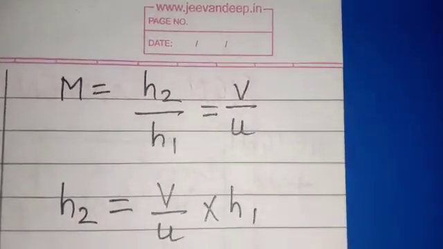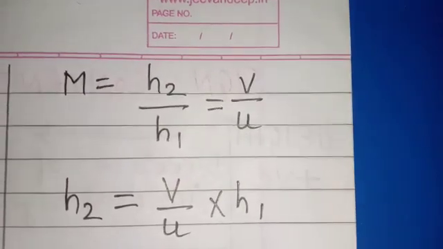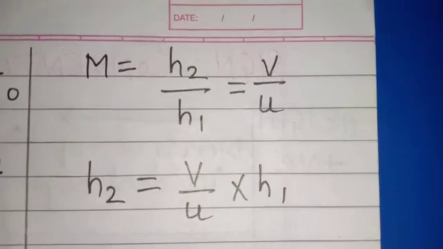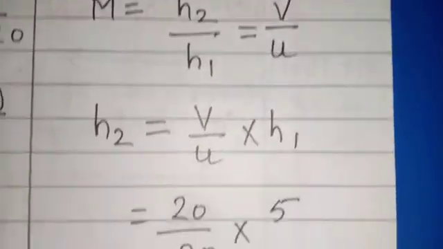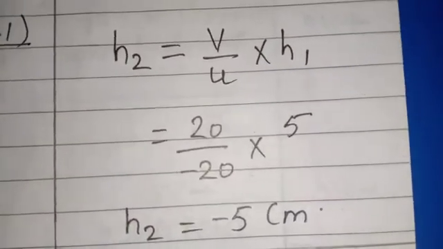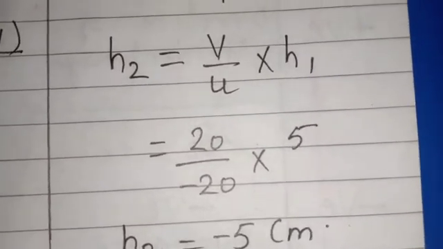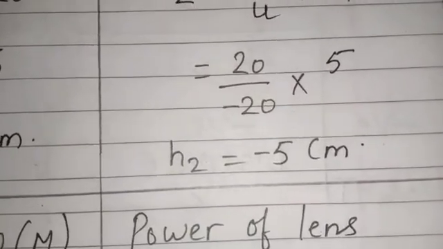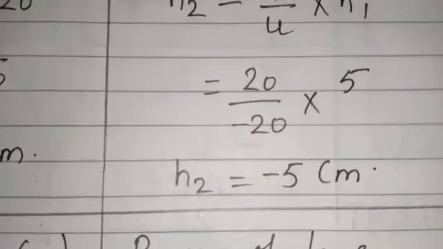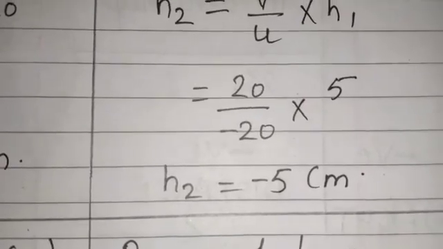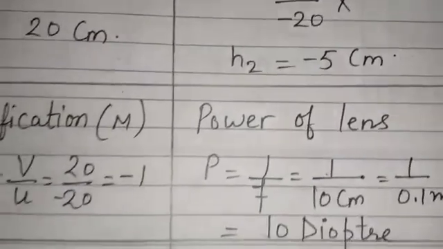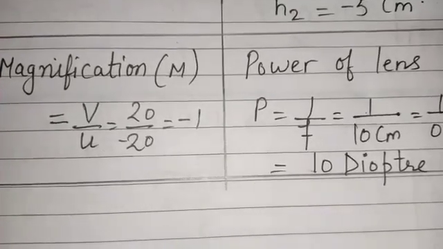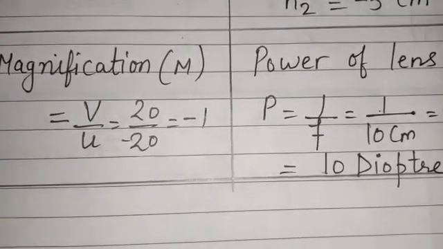Now you can see magnification. M is equal to H2 upon H1, that is V upon U. By cross multiplying, you have to find H2. We have V, we have U, we have H1. So V is 20, U is minus 20 and H1 is 5. So H2 is minus 5 centimeters. H2 being minus 5 centimeters means the image will be below the principal axis. Now the magnification will be V upon U, that is 20 upon minus 20, which is minus 1.